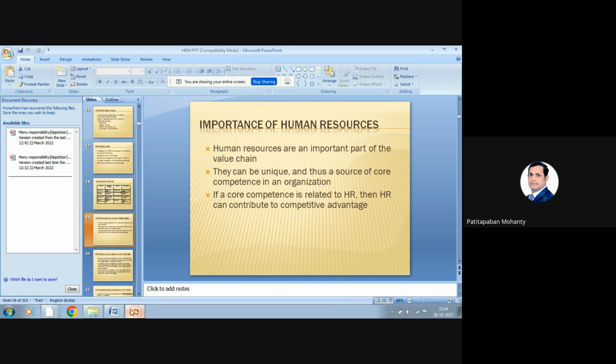And it helps to create the brand image. It helps to create the brand positioning. It helps to create the competitive advantage in the market. So that's why the significance of human resource is prioritized in many organizations.